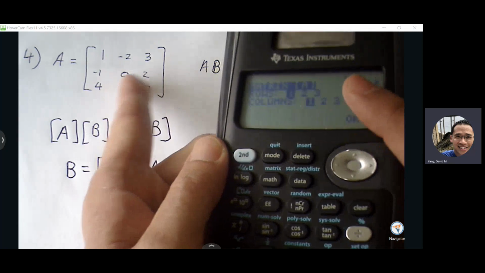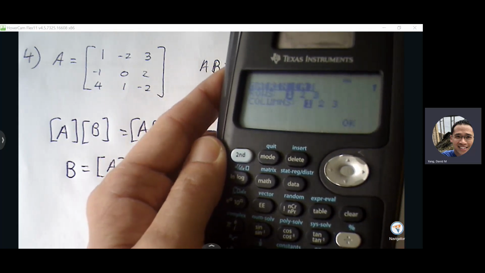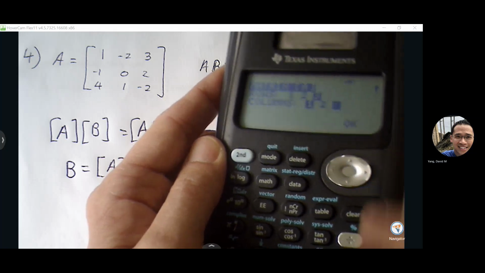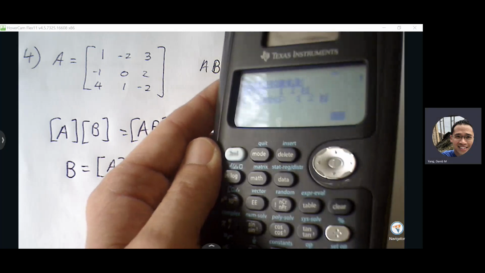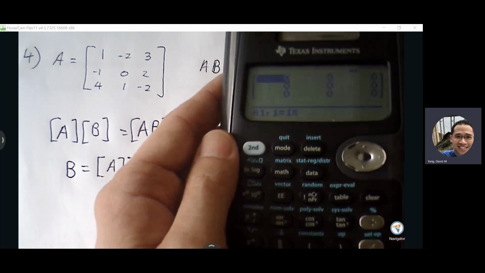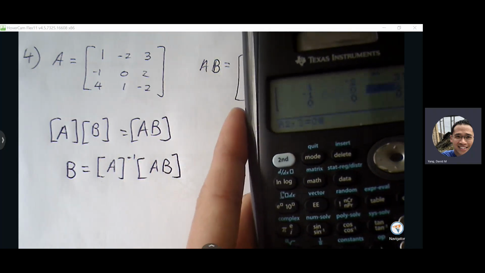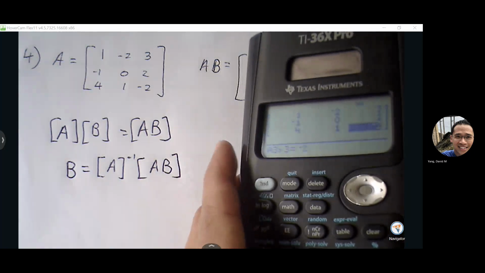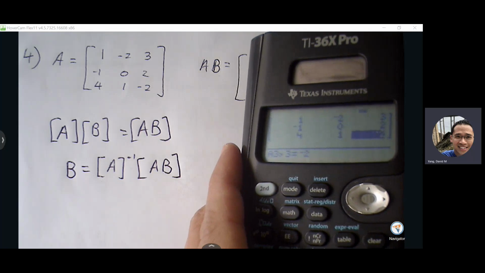And then this is a 3 by 3 matrix. So you're going to have to tell the calculator that you want to create a 3 by 3 matrix. So highlight the 3 rows and the 3 columns. Hit OK. Now fill those numbers in. So 1, -2, 3, 1, 0, 2, 4, 1, 2. Okay, I'm just entering in what I see for matrix A.